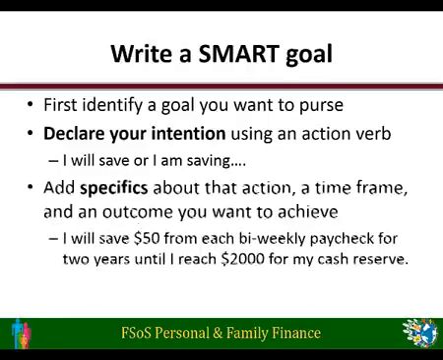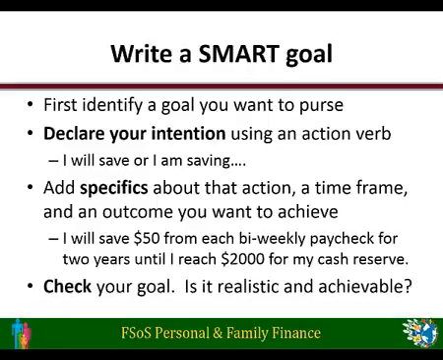Now, attach the specifics: an amount to save, an endpoint, and a date you want to reach your goal. So it might look something like this. I will save $50 from each biweekly paycheck for 2 years until I reach $2,000 for my cash reserve. Finally, review your goal to see if it meets the realistic and achievable components. If not, go back and adjust your goal to meet those 2 criteria.